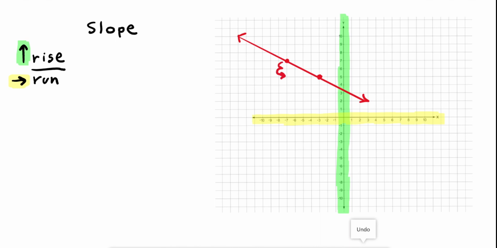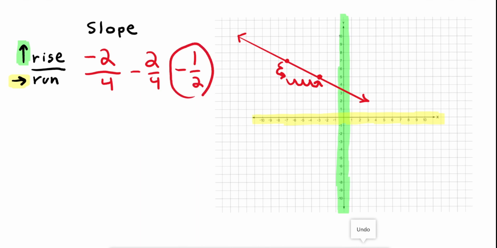Yeah? Okay. So since I went down, my rise would be negative 2. All right. Now let's find out what my run is. How far across did I go? I went across 1, 2, 3, 4. Perfect. So my run is 4, and that's my slope. My slope is negative 2 over 4, or if I wanted to simplify, just negative 1/2. And that's my slope.